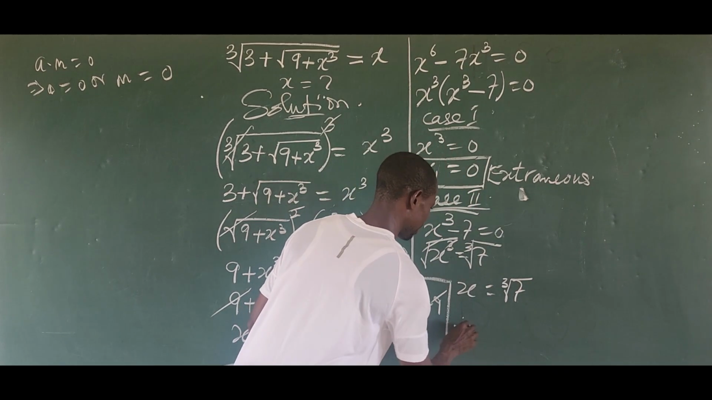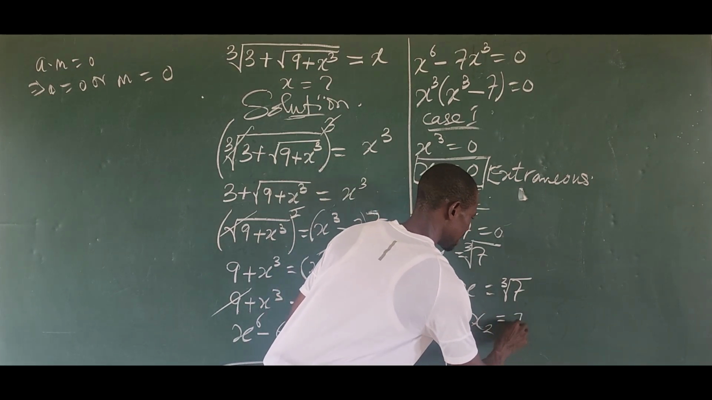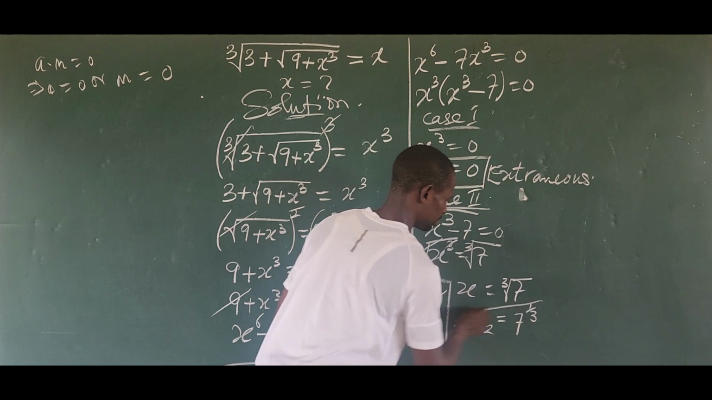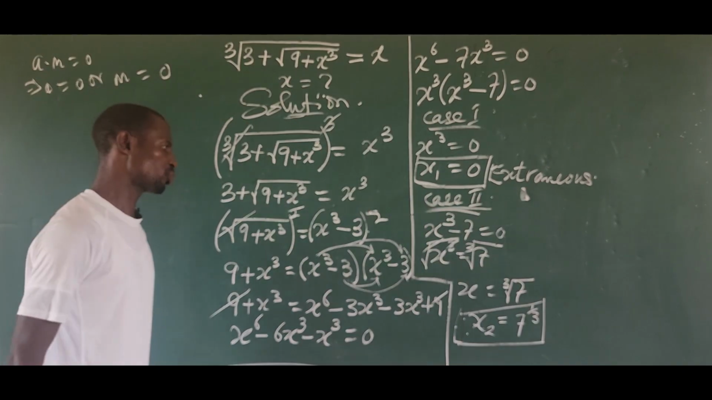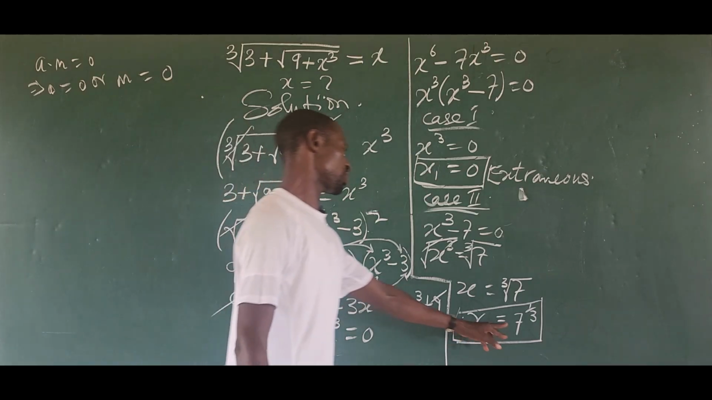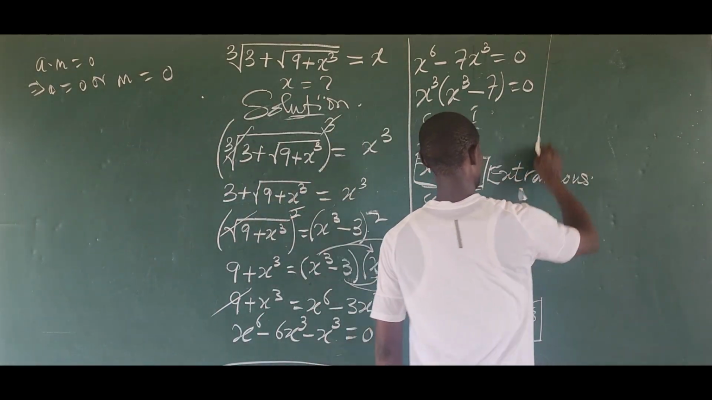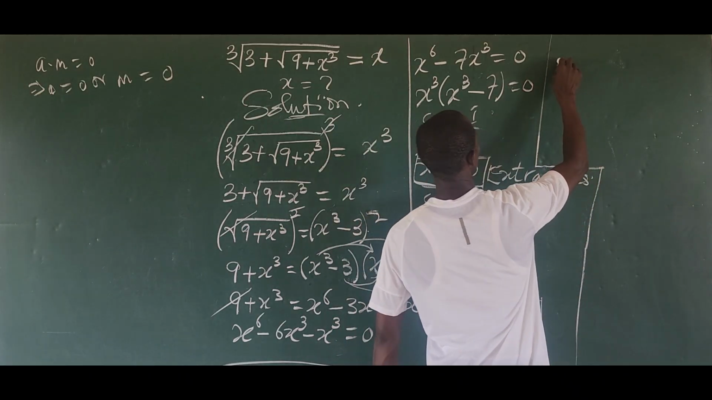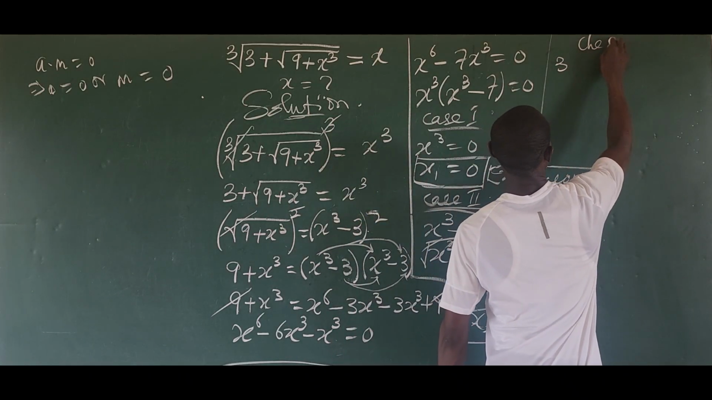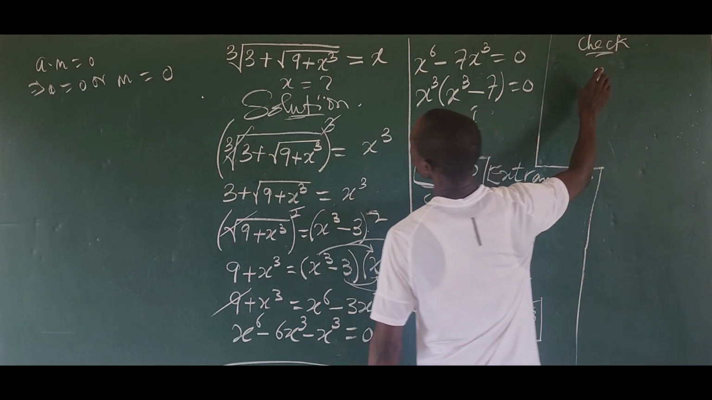Writing this, we have therefore our x2 equal to 7 to the power of 1 over 3. All right, this is our x2. But we want to do a verification of whether this x2 will satisfy this equation or not. So let's do our check for our x2 here. Let's put here, check. So let's take our equation here.